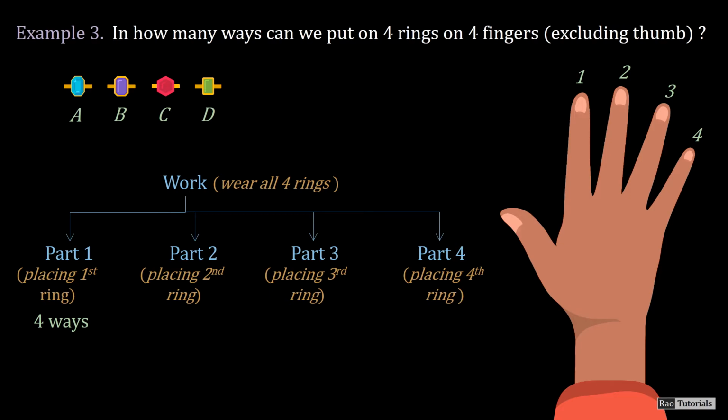Suppose we place the first ring on finger 2. Then for the second ring, we have, let us count, 1, 2, 3, 4, and 5 choices. Of these 5 choices, suppose we place the second ring on finger 1. Then for the third ring, we have 1, 2, 3, 4, 5, and 6 choices. Of these 6 possible placements, suppose we place the third ring on finger 2. Then for the fourth ring, we have 1, 2, 3, 4, 5, 6, and 7 choices.